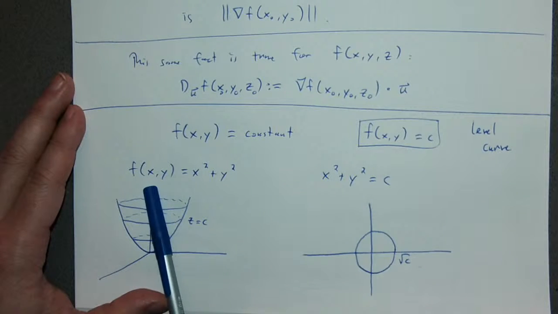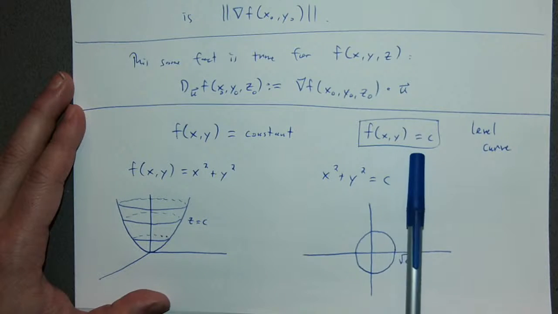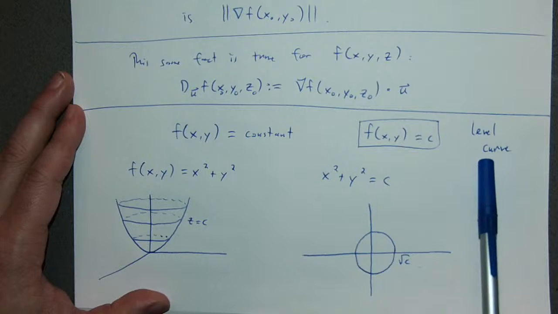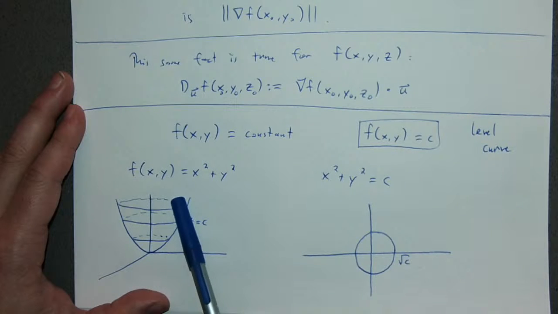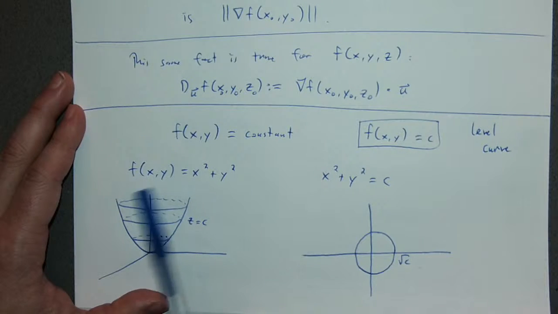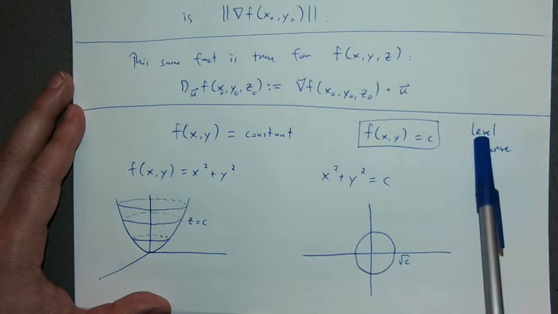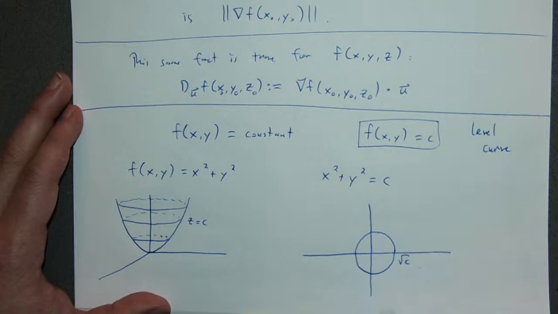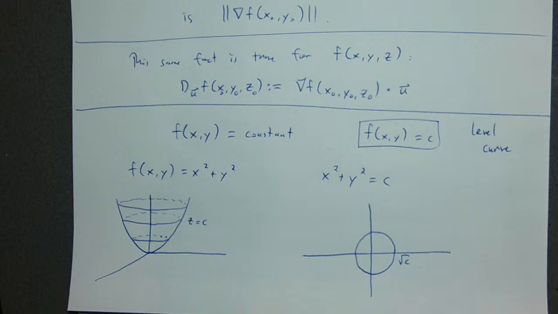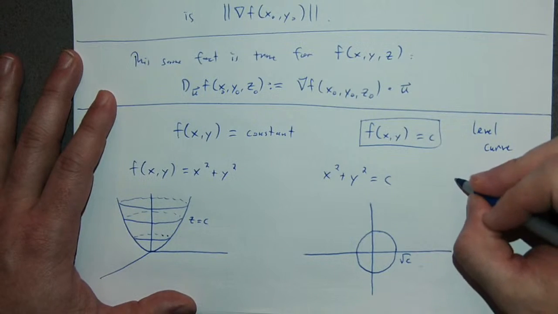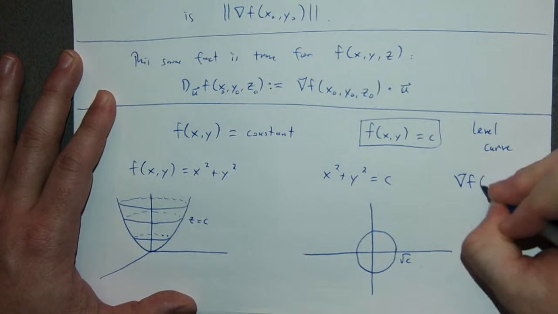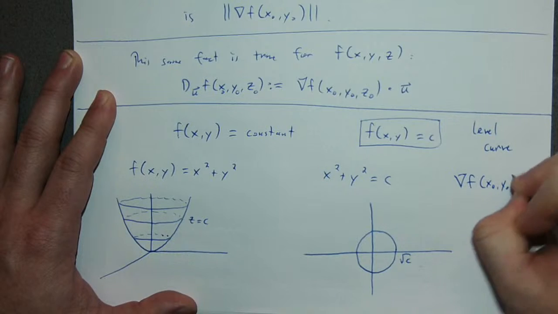So f is a surface, but f of xy equals c defines a level curve, a 1-dimensional thing. So surface is 2 dimensions, right? So the graph of f itself is two-dimensional, but it sits in three-dimensional space. f of xy equals c is a level curve. It's one-dimensional, but it sits in two-dimensional space. Now, why am I beating you over the head with this? Okay, so then how can I visualize what the gradient of f at a point x naught, y naught is doing?